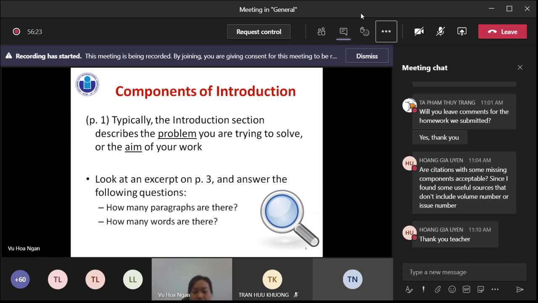Okay. Now, I would like you to look at page 3 of the book. Okay, there is an excerpt of the introduction and answer these questions. How many paragraphs? How many words? You don't have to count exact number of words, but you can estimate how many words of the introduction. Okay, now let's see.